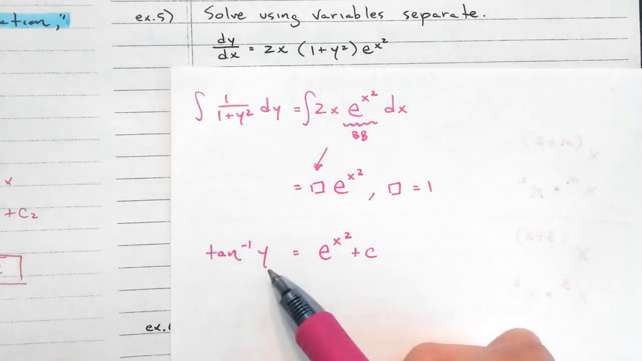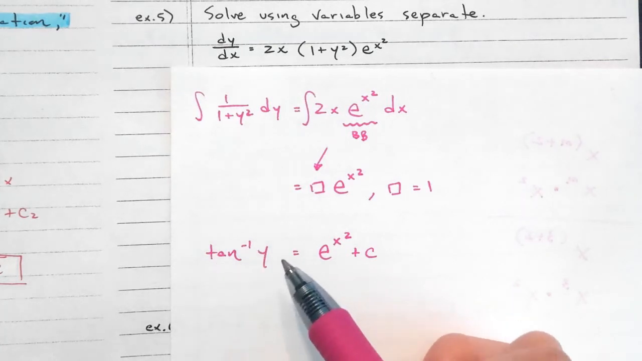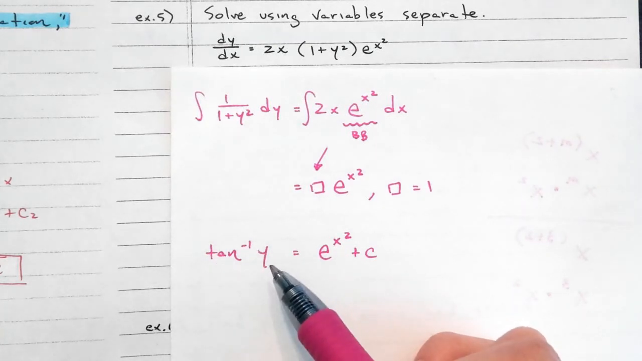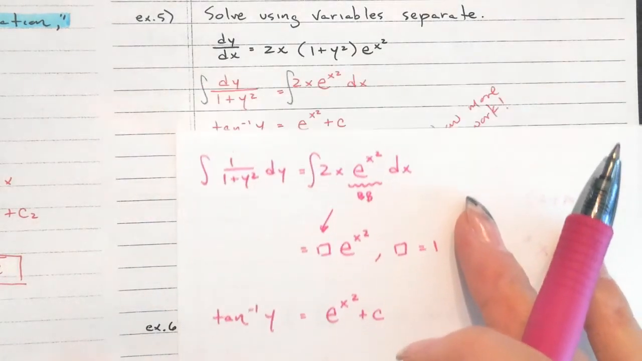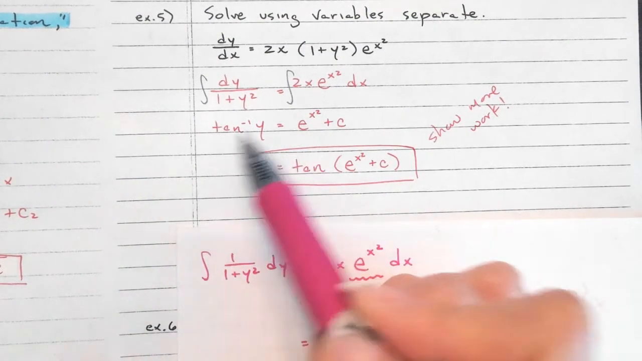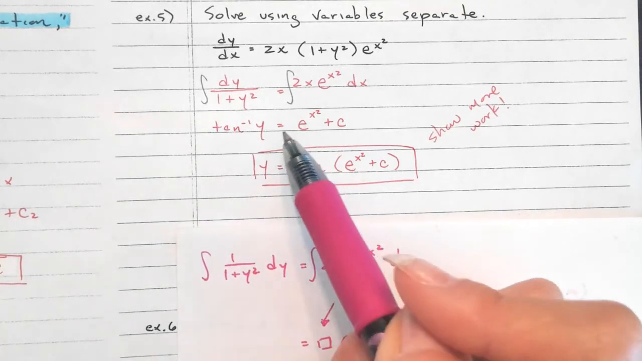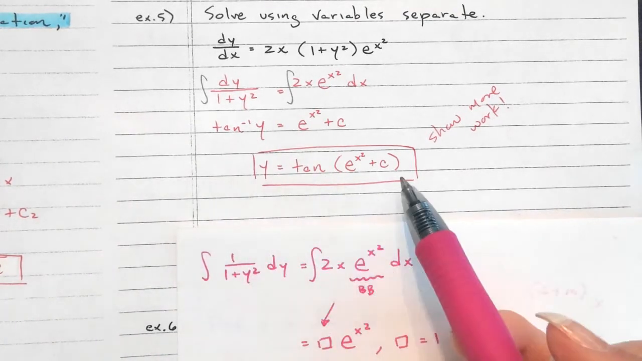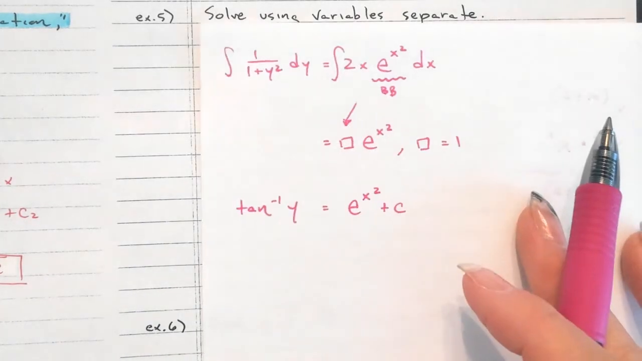We're solving for y. How do you solve for y? Tangent inverse of this. How do you go the other way? I have to remember, it's just a tangent. Tangent inverse is the opposite of tangent, right? So instead of tangent inverse, now we take the tangent of that. So y equals that. I said show more work, but I already did that with you over here.